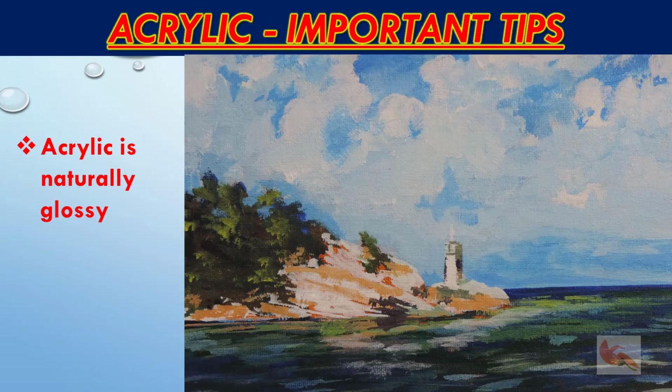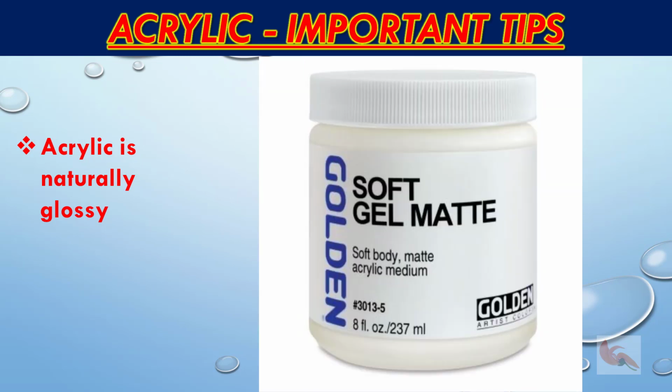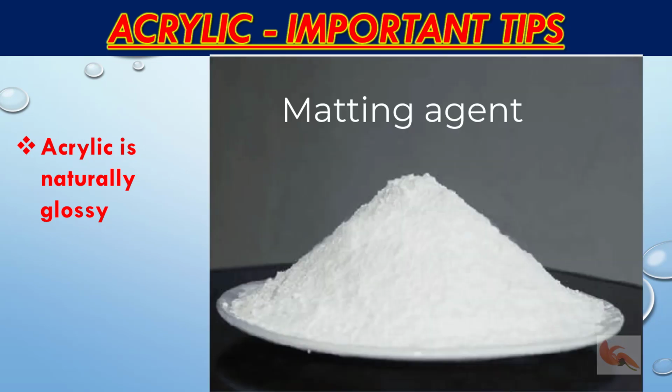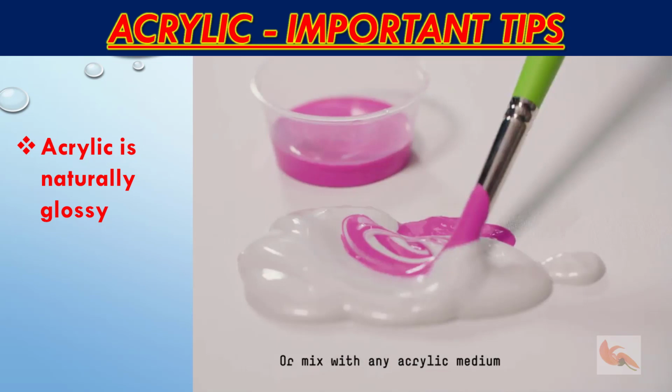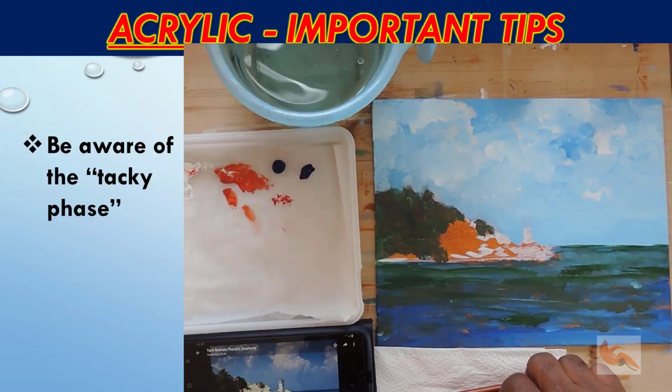Acrylic is naturally glossy. Matte products such as matte mediums, matte gels and matte varnishes have matting agent, that is a fine white powder, added to them to create their characteristic appearance. This matting agent will slightly cloud and lighten colors underneath. The thicker the application of a matte product, the more this cloudy and lightening effect will be apparent.